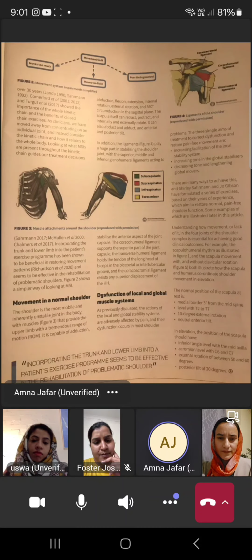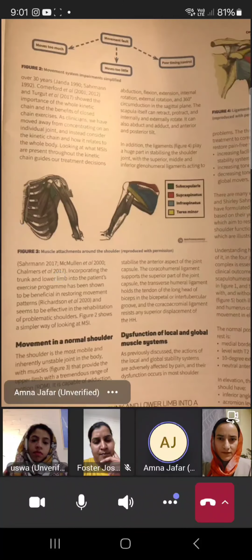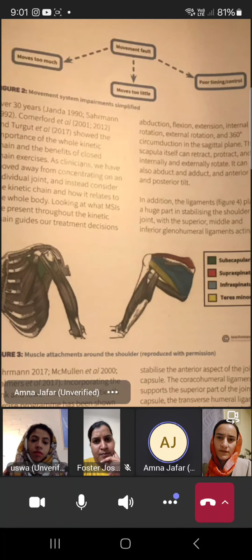So we can see from figure 2 the flow chart they have just mentioned. Whenever we see a movement fault, it could be due to the joint movement, that it moves too much, or it moves too little, or it has poor timing or control. Do you agree with that? Yes. Okay. So, movement in a normal shoulder.